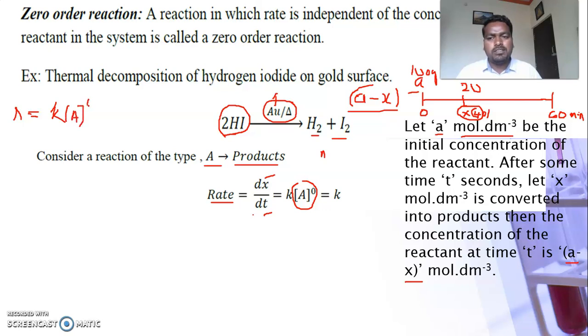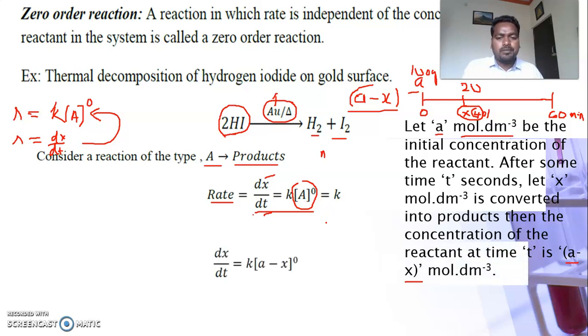Why 0? Because this is a zero order reaction, and we also know that the rate of a reaction can be indicated as dx divided by dt. Then equate both the equations at that moment. dx by dt is equal to k into a power 0. That's what I have written here. Then if you simplify, dx by dt is equal to k.